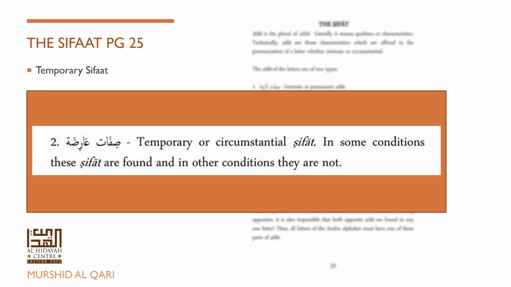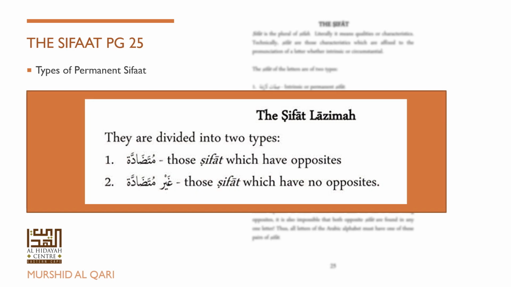Number two, the sifat aridah, temporary or circumstantial sifat. In some conditions, these sifat are found, and in other conditions, they are not. The sifat lazimah are divided into two types. If we go back to the diagram, it will be more clear what they mean. The sifat lazimah is divided into two types. Number one, mutadadda, those sifat which have opposites, and the ghayr mutadadda, those sifat which have no opposites.